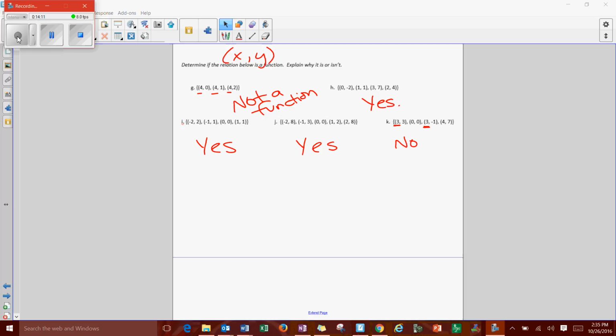All right, guys, so there are some answers to those couple. Take a look at those. Again, I didn't explain, but I'm expecting that you explained that, like for letter I and J, none of the inputs are being repeated. But for letter K, when I have an input of 3, sometimes I get a 3 as an output, and sometimes I get a -1. That's no good.